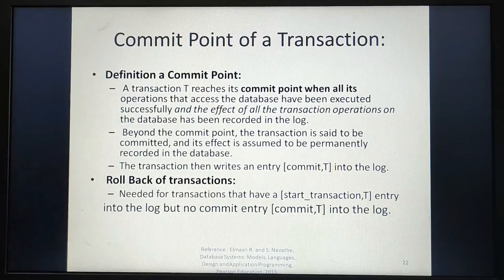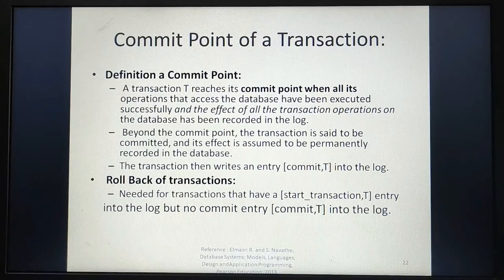Commit point of a transaction. Definition of a commit point: a transaction T reaches its commit point when all its operations that access the database have been executed successfully and the effect of all the transaction operations on the database has been recorded in the log. Beyond the commit point, the transaction is said to be committed and its effect is assumed to be permanently recorded in the database. The transaction then writes an item commit T into the log.